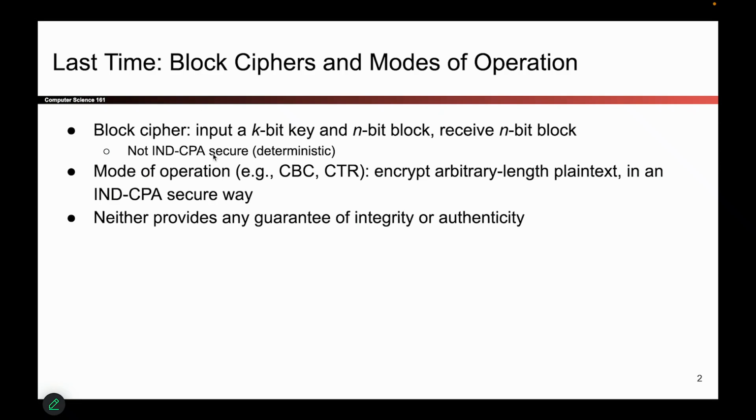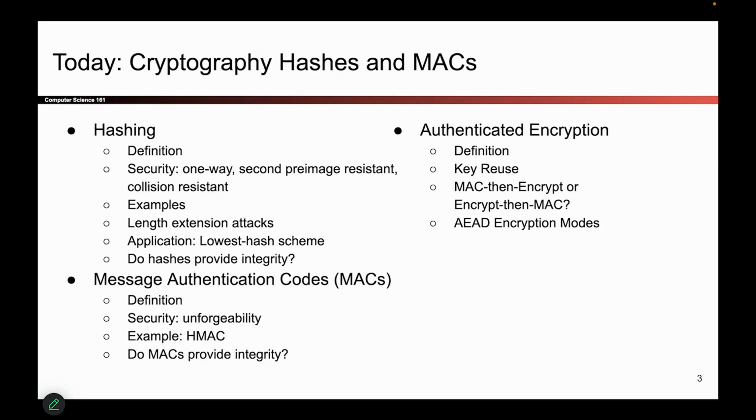This by itself is not IND-CPA secure, but if you chain together block ciphers using CBC mode or CTR mode, you did achieve IND-CPA security, and you're now allowed to encrypt arbitrary length plaintext, not just n-bit messages. But the problem with stopping here is that neither of these schemes provide integrity or authenticity. An attacker could tamper with the messages, and when Bob decrypts the message to something else, he has no idea that the message has been tampered with. So that's what we're going to fix today.